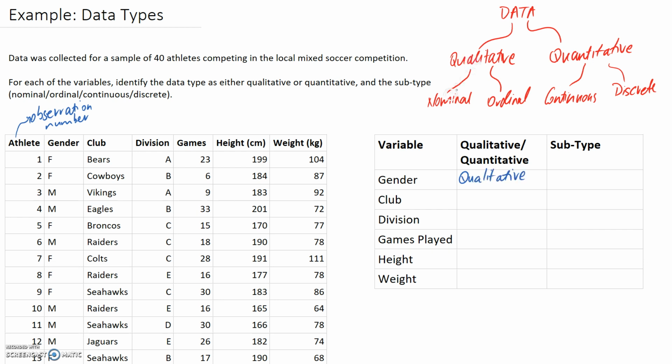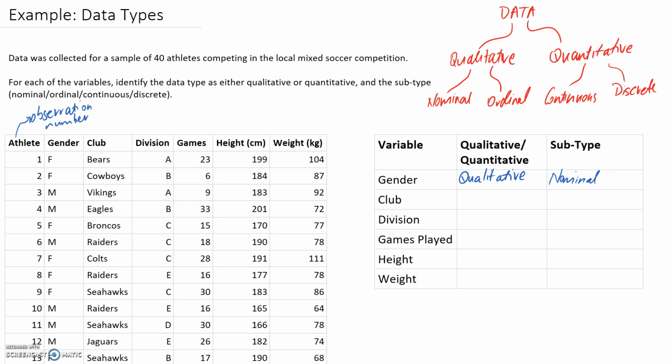And then from there, it branches off into nominal and ordinal as the two possible subtypes. The real difference here was just whether the categories had an order associated with them or whether they didn't. And I would argue for gender, there's no real order, so that would fit into a nominal subtype. We can't say that male is better than female or that female is higher than male. It just doesn't make sense. That's why it ends up as a nominal variable.